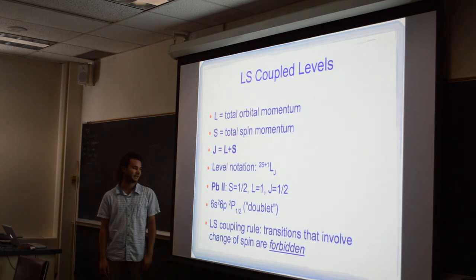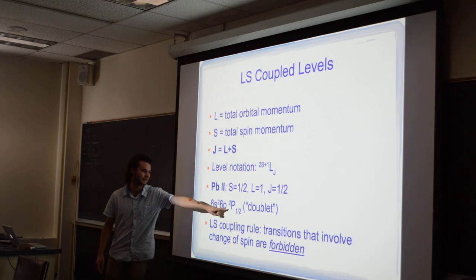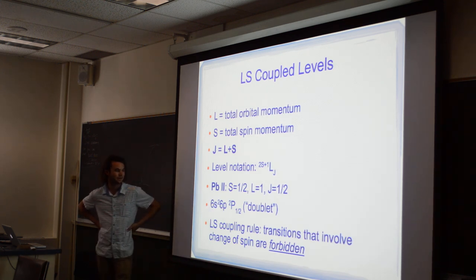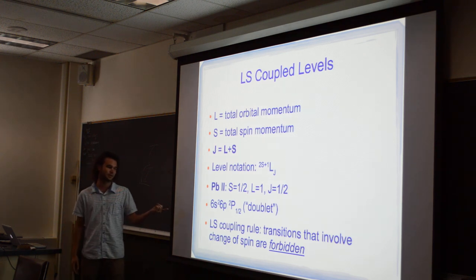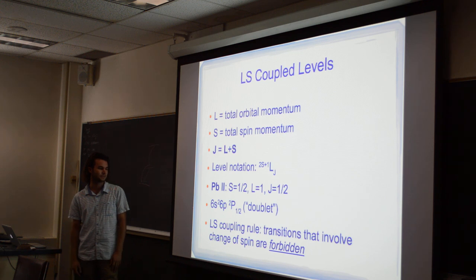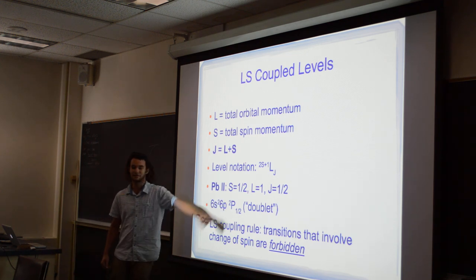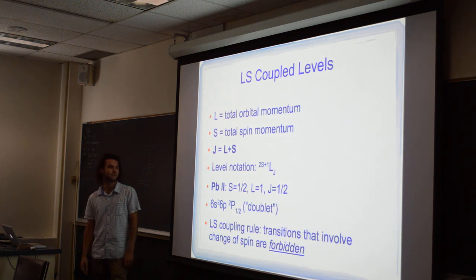So for the ground state of lead-2, the S is 1/2, L is 1, J is 1/2, so we can write it like this. And we call that a doublet because the spin multiplicity is 2. If it were 3, it'd be a triplet. And this is important because when we talk about LS coupling, it comes with lots of rules about how they can transition. According to LS coupling, there are some transitions that are forbidden, specifically when the spin of the atom changes from a doublet to something else, or from anything else to anything else.